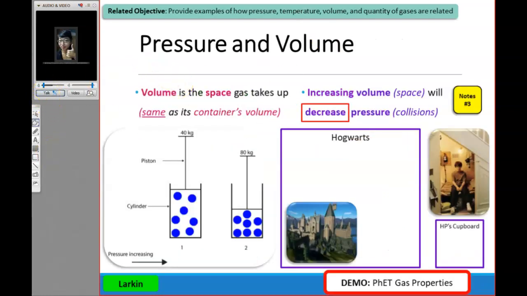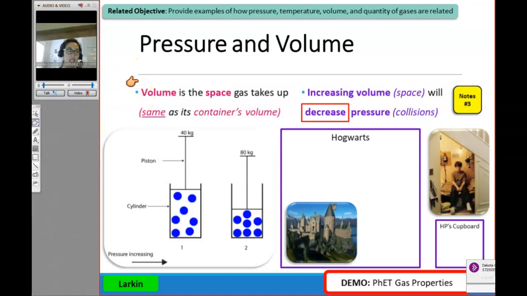All right, so the second to last relationship we want to take a look at is pressure and volume. So again, we talked about pressure being collisions already, but now we're going to relate it to volume. So volume is the space that a gas will take up. And remember, gases are going to expand to the size of their container, so whatever the container's volume is, that is also the volume of the gas.